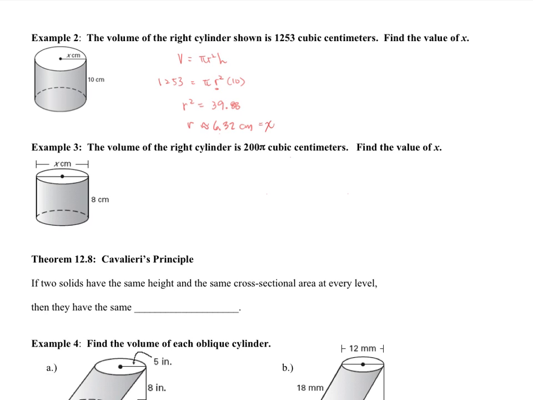And Example 3, the volume of the right cylinder is 200 pi. Find the value of x. So this time we're looking for the diameter of the base. So again, 200 pi equals pi r squared times our height, which is 8. We cancel out the pi, and then we get r squared equals 25, and then r equals 5. Then x would just be double r, which makes 10.